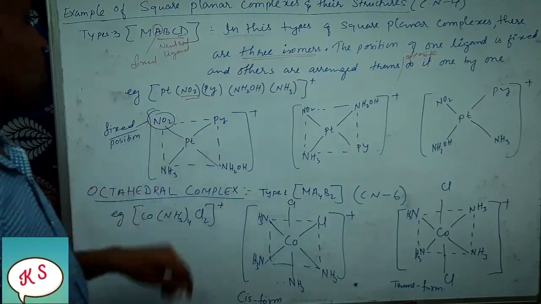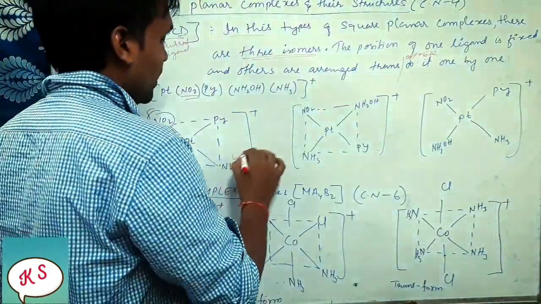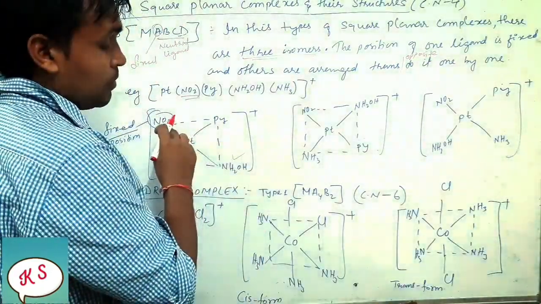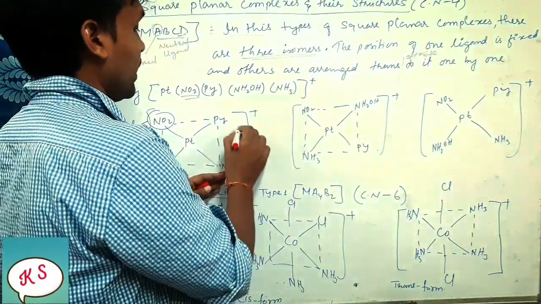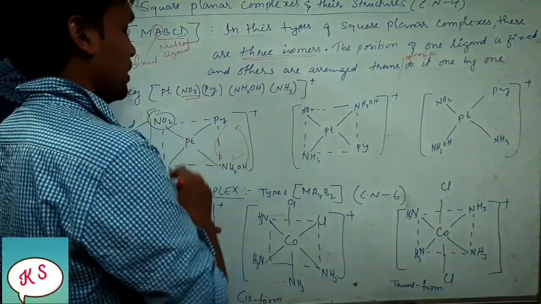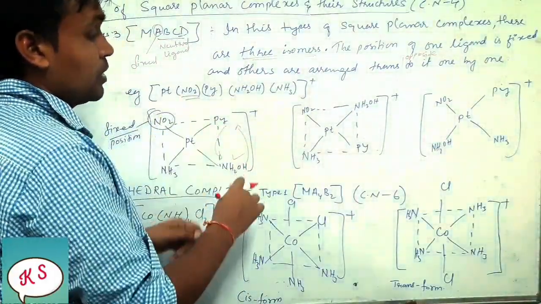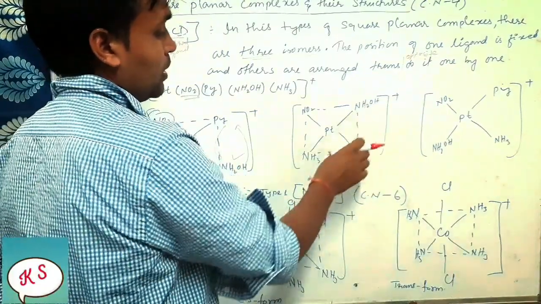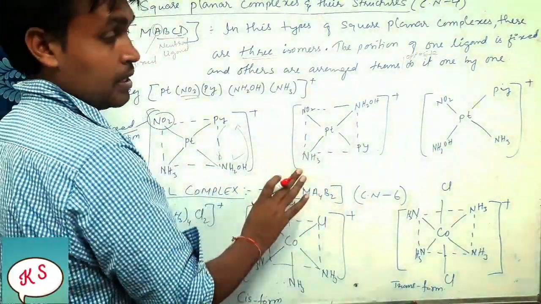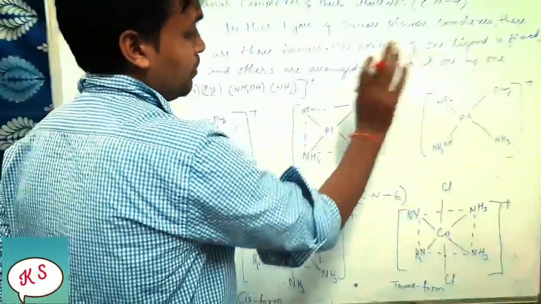Now, C already came opposite, trans, that means opposite to NO2. Now C will change, C will go to this position and this one will come to this one. One by one they will be opposite to it. So NO2, now PY will come here, NH2OH will go there, and NH3 will still be in the same position. Okay, whole bracket positive.